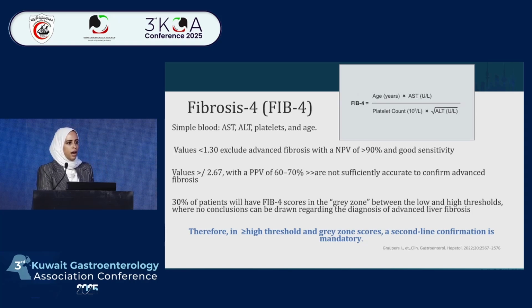However, when you have a higher reading, it's not that great, with a positive predictive value of 60 to 70%, and these patients need a second modality for a liver assessment. So for scores at or above the higher threshold, and in the gray zone, a second-line confirmation is mandatory before declaring the patient has advanced fibrosis.